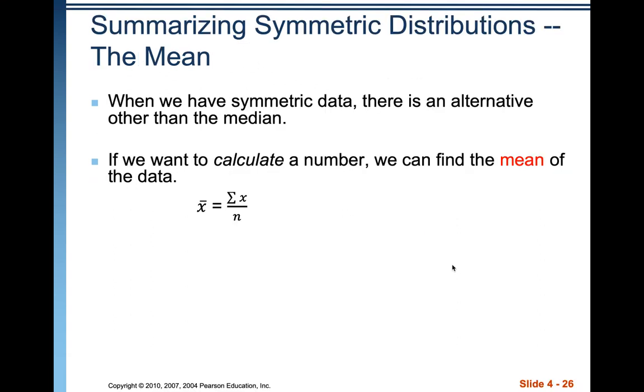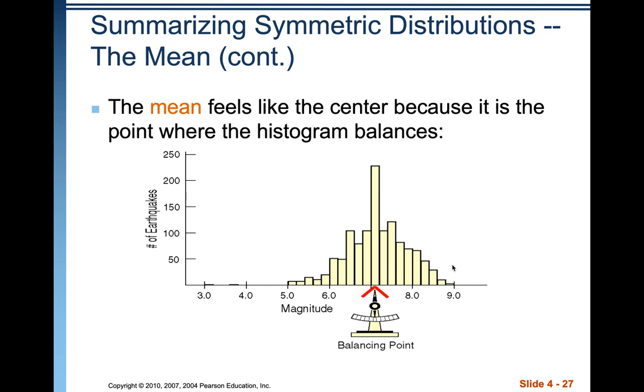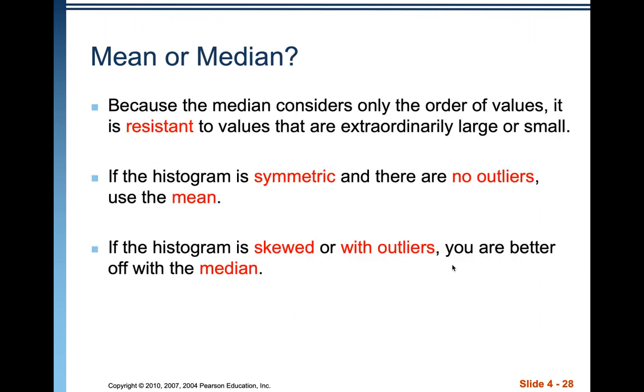Another way to summarize what's going on in a distribution is by using mean and standard deviation. This really is best used whenever you have a symmetric set of data. The mean is just what you think of as the average. When you normally think of average, you're thinking about a mean. You add up all the values and divide by the number of values. So the mean feels like the center because it's the point where the histogram actually balances, which, when it's symmetric, totally makes sense and looks normal.